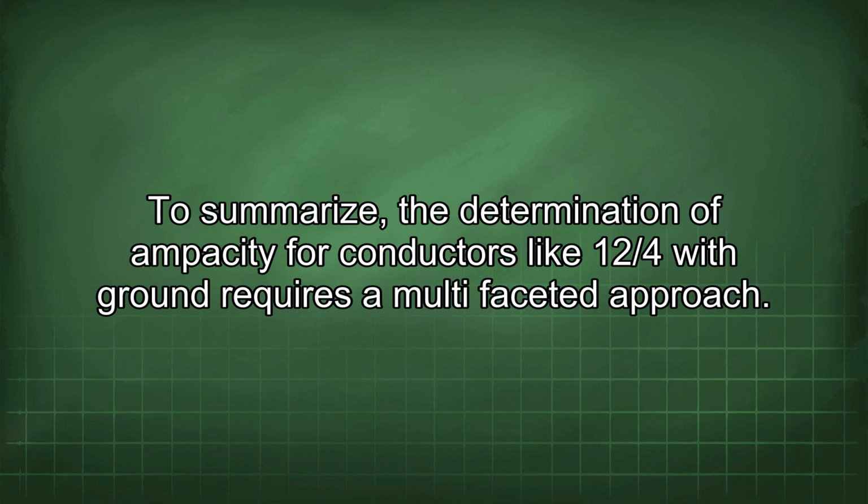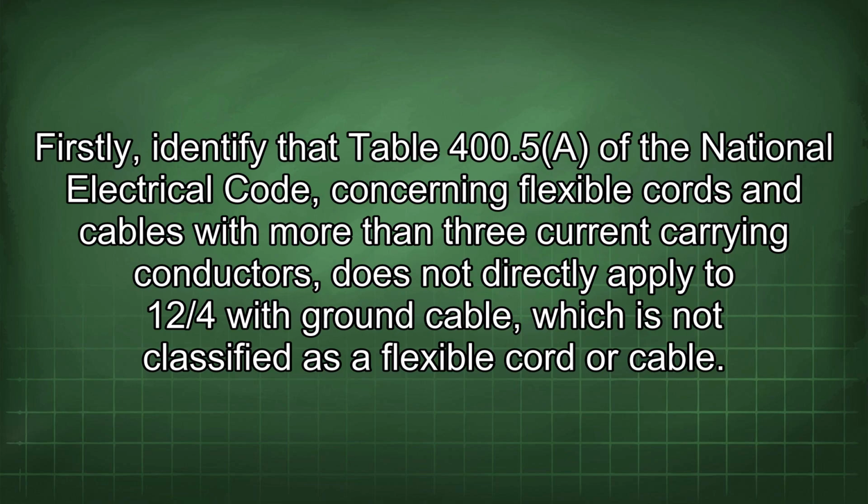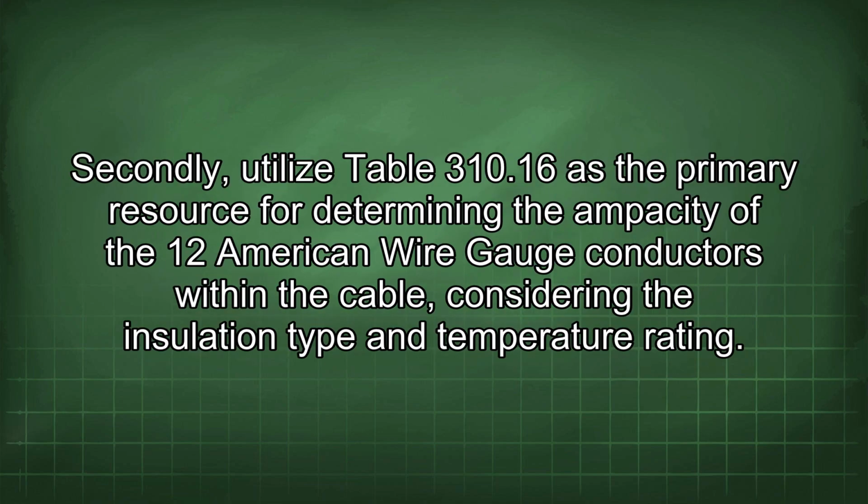To summarize, the determination of ampacity for conductors like 12/4 with ground requires a multifaceted approach. Firstly, identify that Table 400.5 of the National Electrical Code concerning flexible cords and cables with more than 3 current carrying conductors does not directly apply to 12/4 with ground cable, which is not classified as a flexible cord or cable. Secondly, utilize Table 310.16 as the primary resource for determining the ampacity of the 12 American wire gauge conductors within the cable, considering the insulation type and temperature rating.